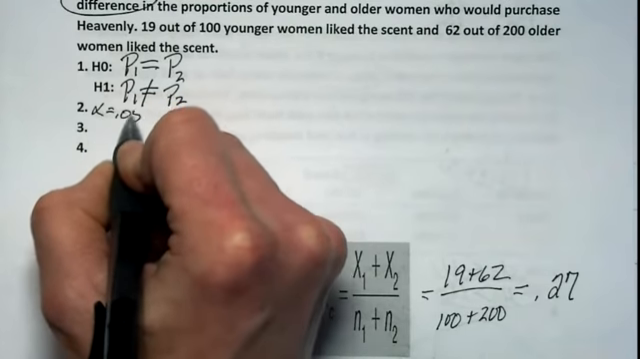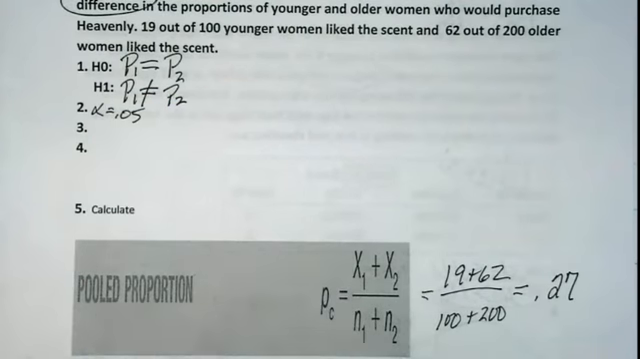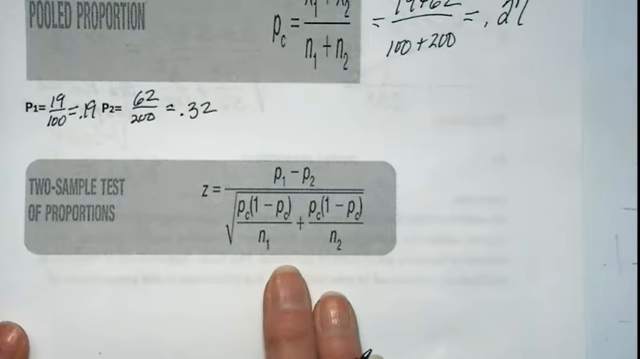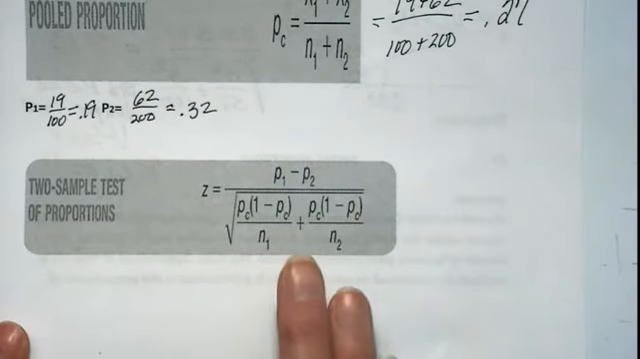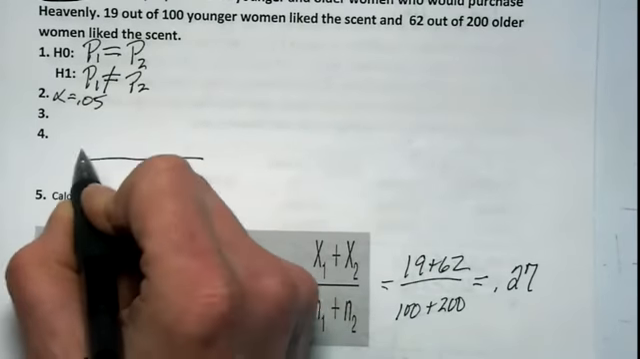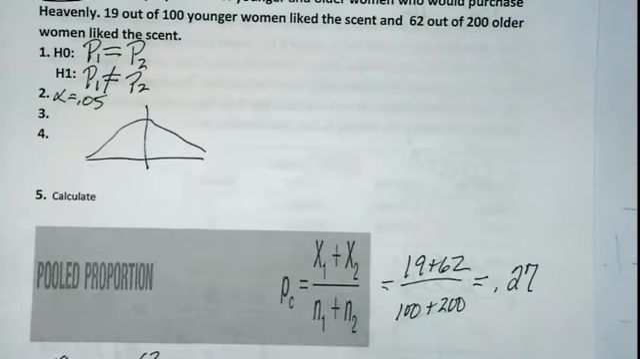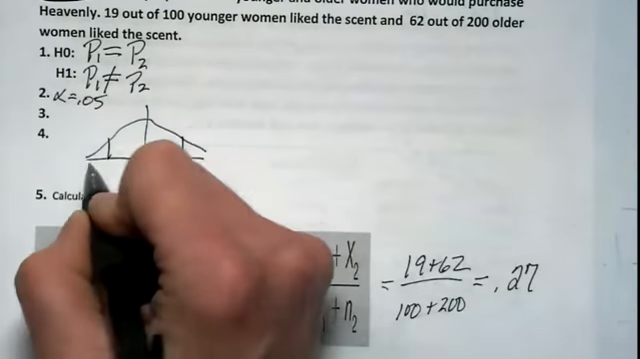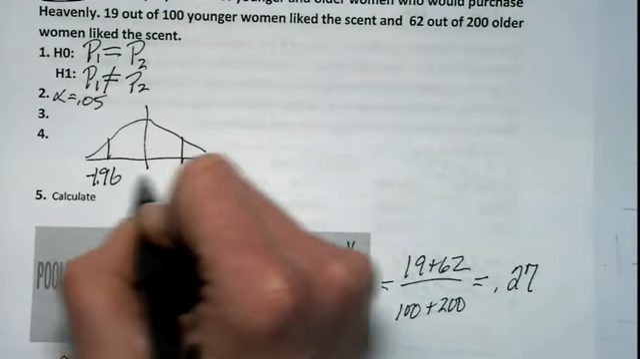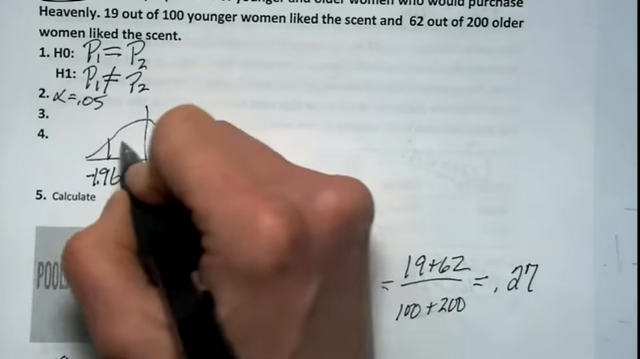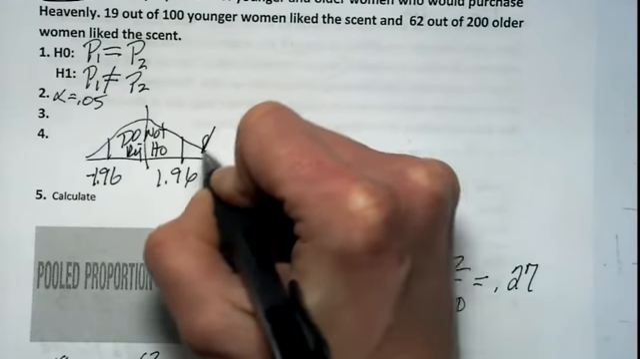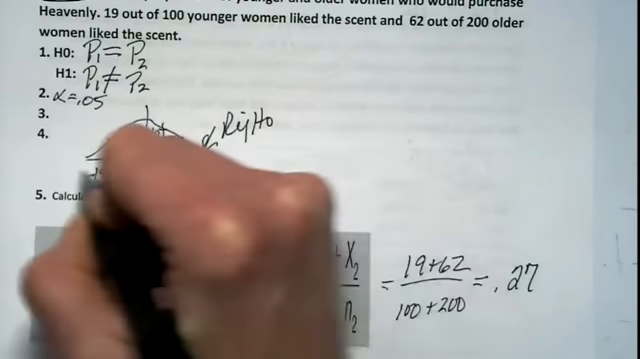Alpha is 0.05. The formula, I'm not going to write the formulas. The formula is right here. It would take me too long. That's the formula when we're comparing two population percents. What I will do is draw the curve. Since it's equal and not equal, it's a two tail. If you look it up in the Z table, negative 1.96 and positive 1.96. This is the do not reject area, null hypothesis. This is the reject the null hypothesis area.